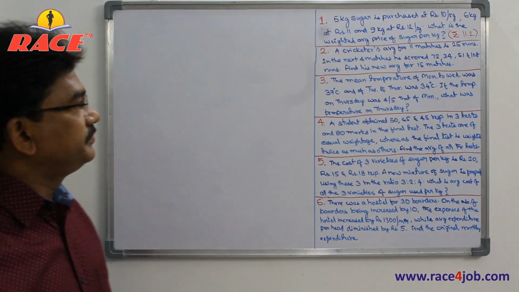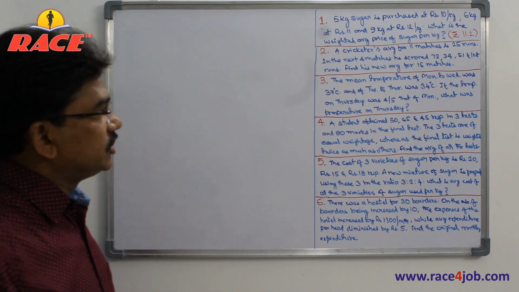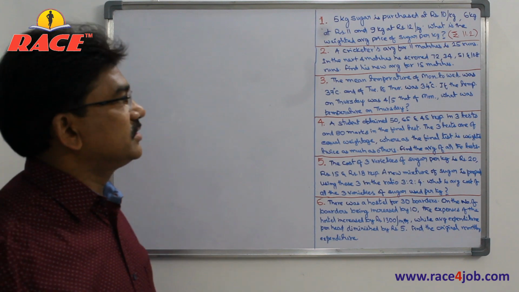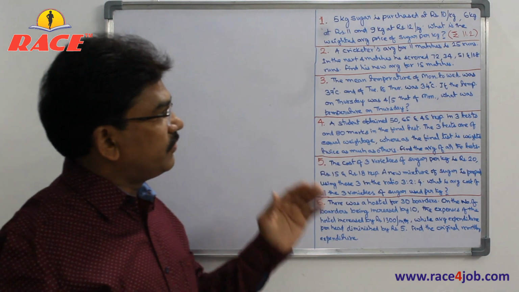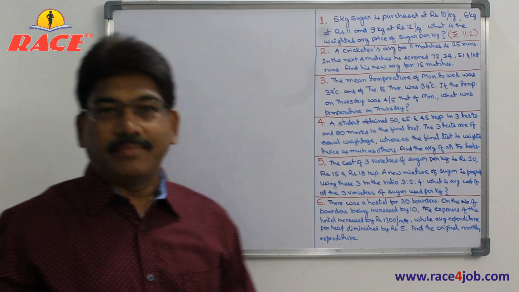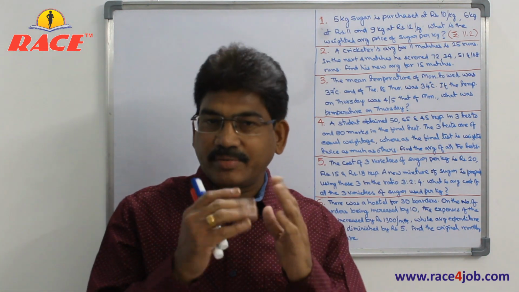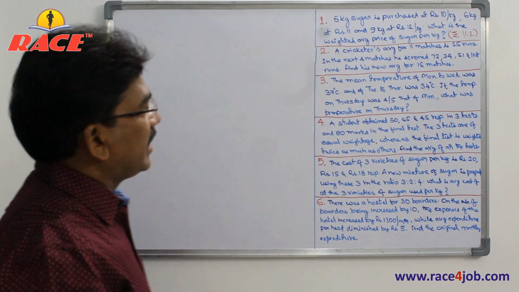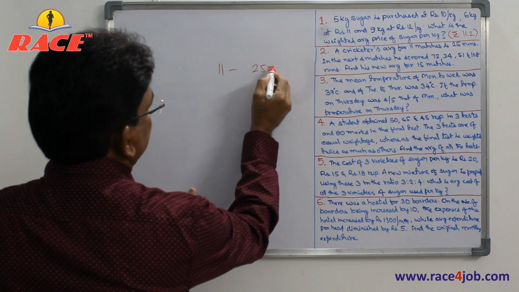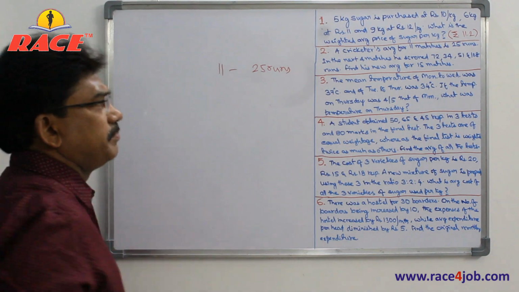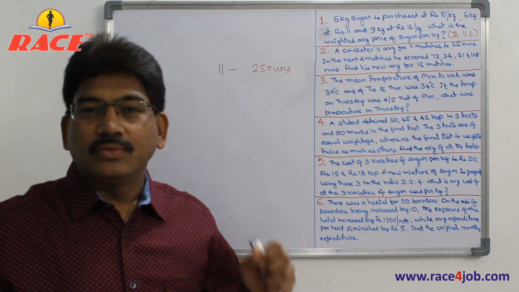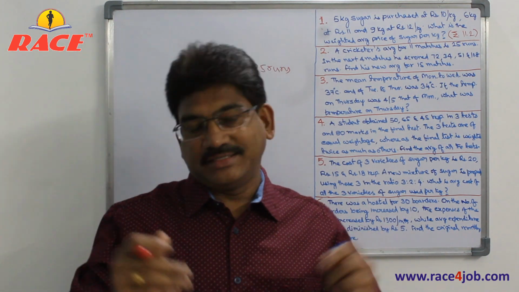Let us see the next one. A cricketer's average for 11 matches is 25 runs. In the next 4 matches, he scored 72, 34, 51 and 108 runs. Find his new average for 15 matches. Initially 11 matches were there, so that average he has given us is 25 runs. After that one, 4 matches he played and he scored some runs. He is asking the new average of 15 matches.